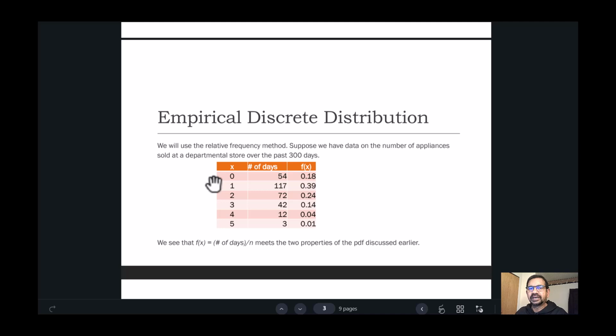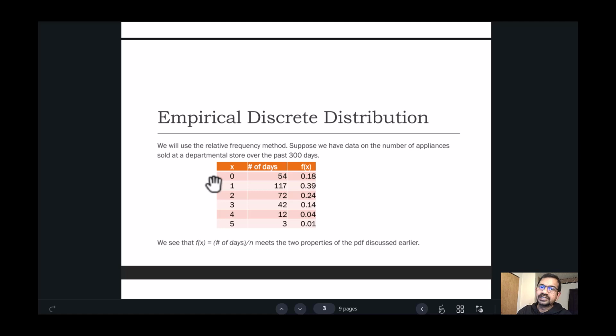So first we look at empirical distribution. Empirical distributions are random variables where we observe some outcome. And then based on that outcome, we can calculate its expected value, which is the same as the mean that we looked at, and then the variance as well. So for example, consider a departmental store, an appliance store, which sells appliances. This table gives us the number of appliances sold in a period of 300 days. So for example, there were 54 days where the store didn't sell any appliance, but there were 72 days when they sold 2 appliances.